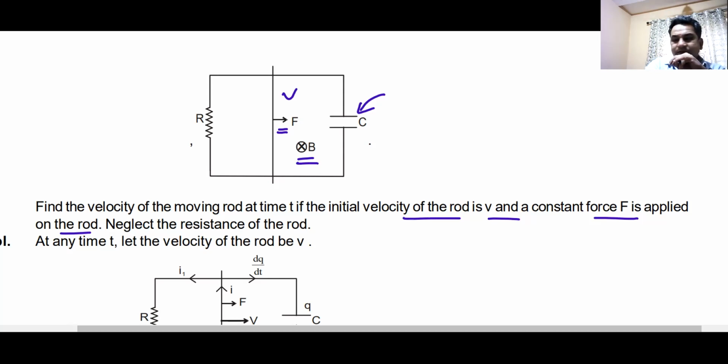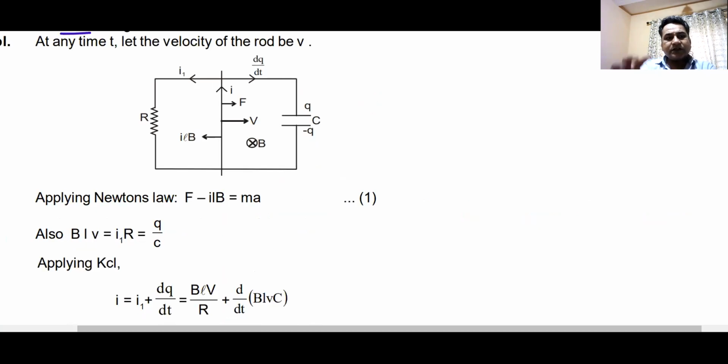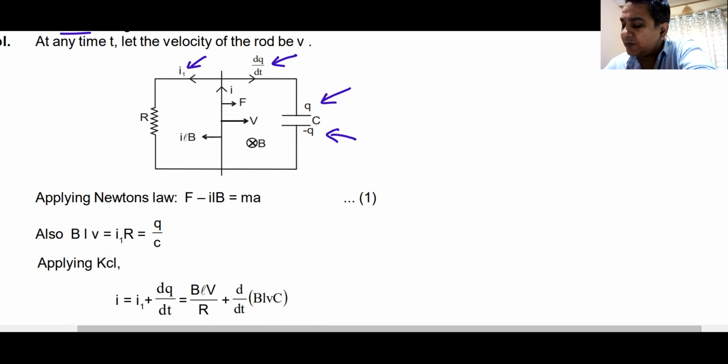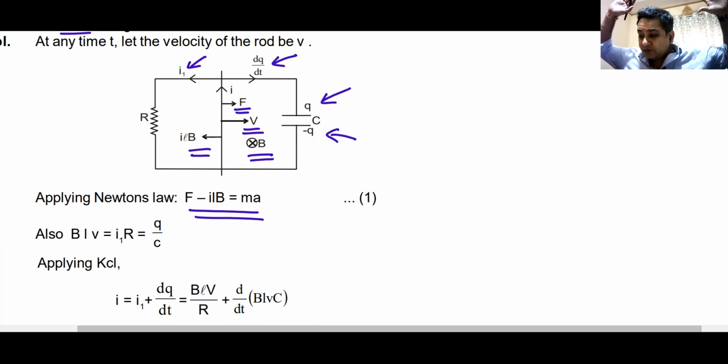How do you do this one? Remember, there is a capacitor. So look at the first step. Current in this branch is I1. Current in this branch is dq by dt, the rate of change of charge. Charge is q, plus q here, minus q here. Velocity at this point is v. Force is a constant force F. Magnetic field is B. Rod is moving this side, so the magnetic force will be acting on the other side. You can write Newton's law: F minus ILB is equal to ma. So far so clear? Please tell me yes.